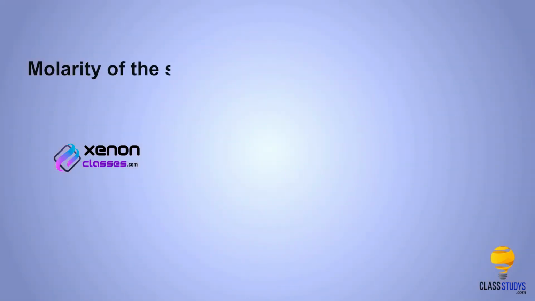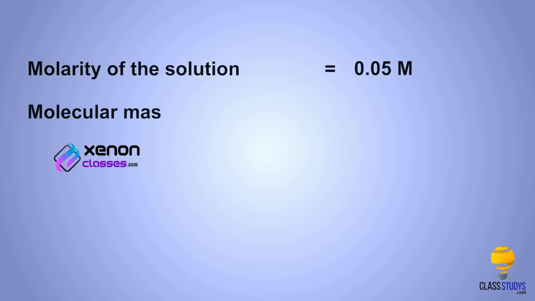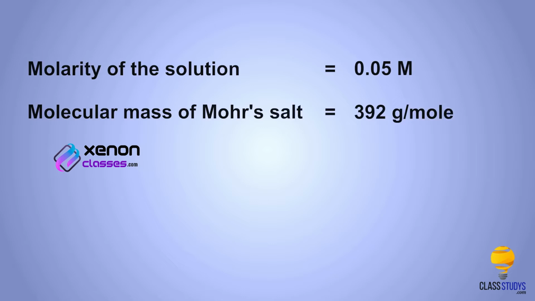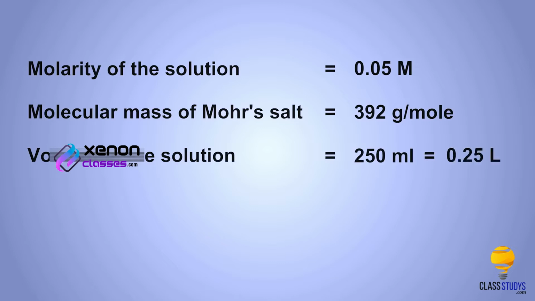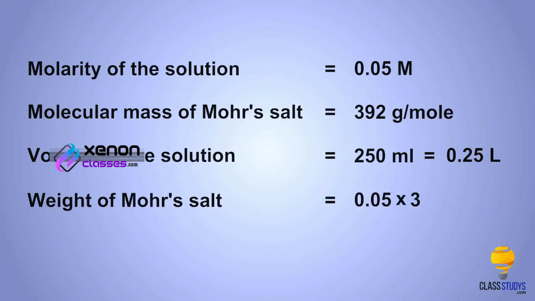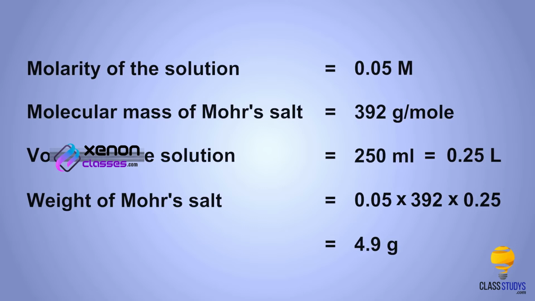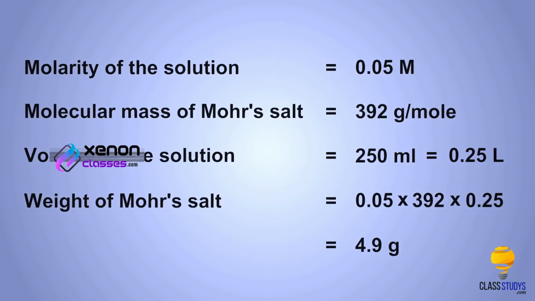Here, molarity of the solution is 0.05 molar. Molecular mass of the solute Mohr salt is 392 grams per mole. Volume of the solution is equal to 250 ml, that is equal to 0.25 liters. Therefore, the weight of Mohr salt required is equal to 0.05 into 392 into 0.25 equal to 4.9 grams.